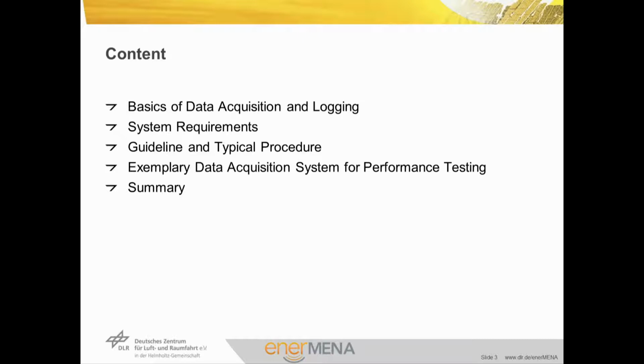This unit covers the basics of data acquisition with respect to an application in performance testing. In particular, system requirements, guidelines, and typical procedures ensuring data quality will be discussed. Finally, an exemplary data acquisition system as well as a layout for loop performance testing will be introduced, and the contents of this unit will be summarized.